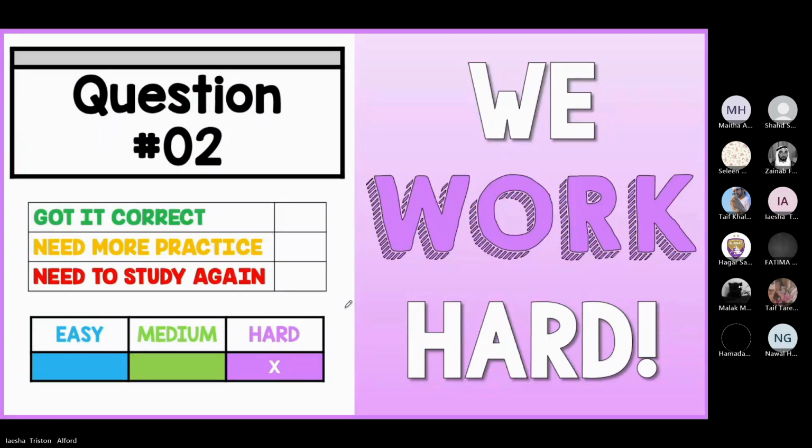Okay. In the exam, we put this one as a hard one. So if you have the workbook, mark if you got it correct. You need to practice or you need to study it again. Up to you about how you should handle that question.